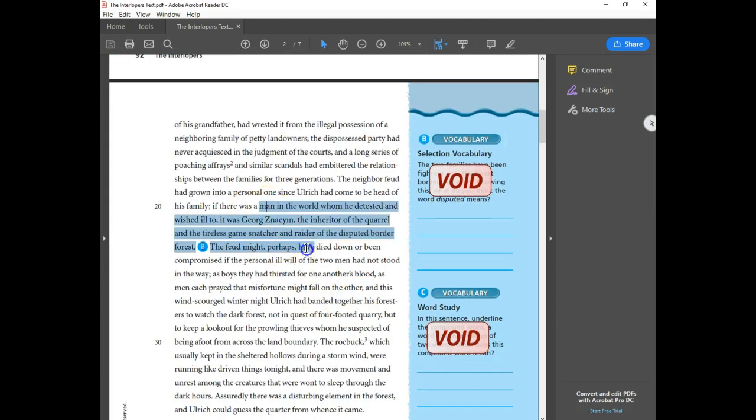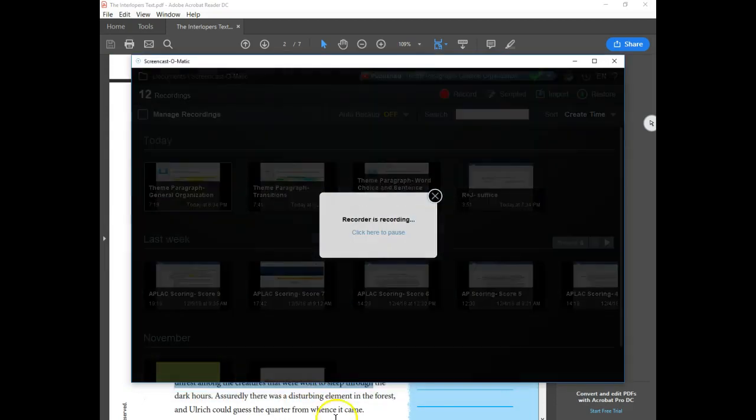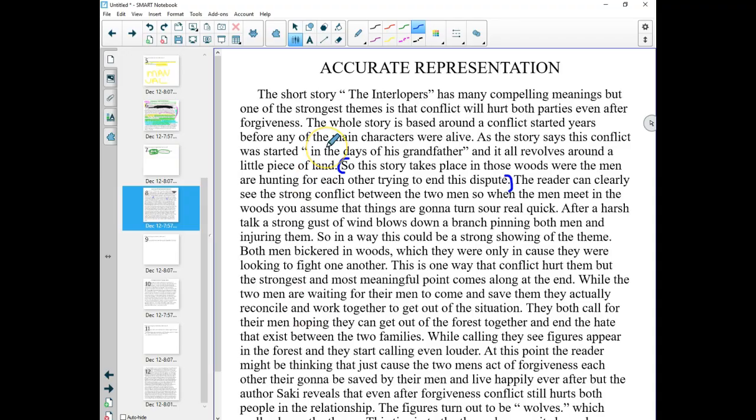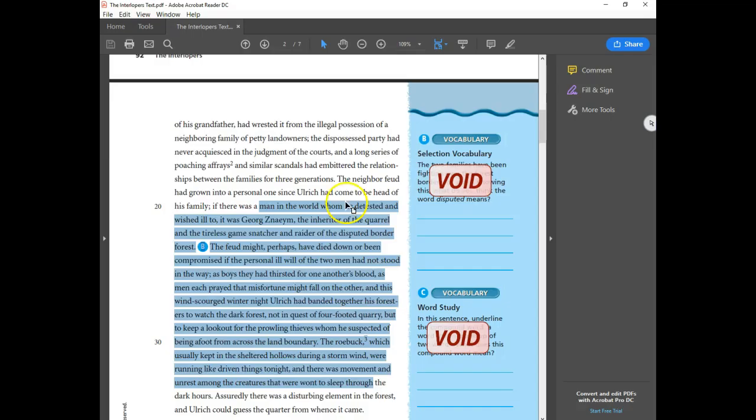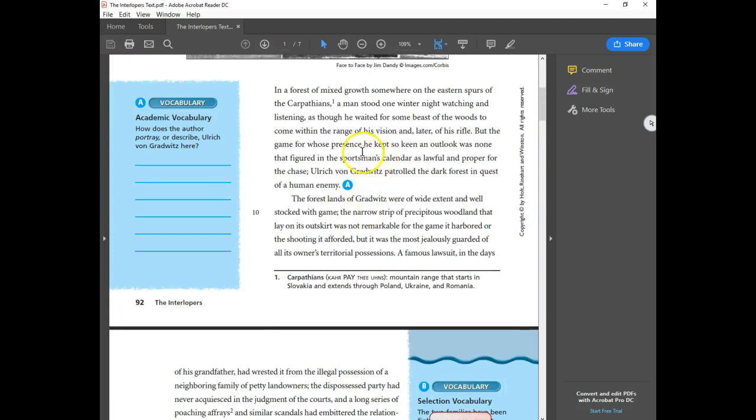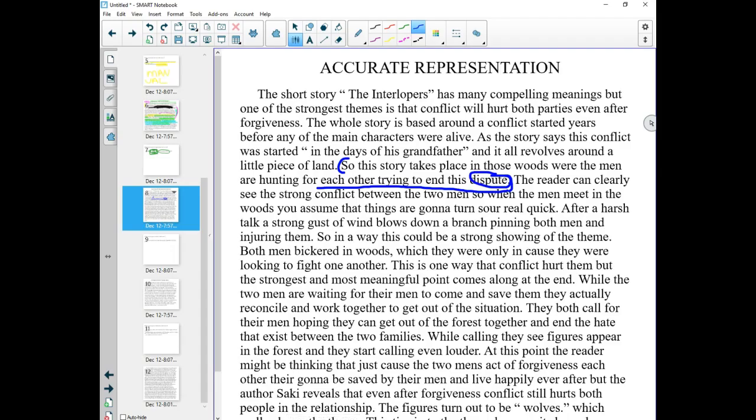So we have Ulrich, what he is doing, but we don't know what George is doing. George could just be out there hunting. So this student is taking liberties with the story and saying that they're out hunting each other, trying to end this dispute. It doesn't say anything about ending the dispute. Instead, what this says is he's just looking for somebody that's on his land. How do we know he's not trying to chase them off his land? So, a little bit of a problem there.